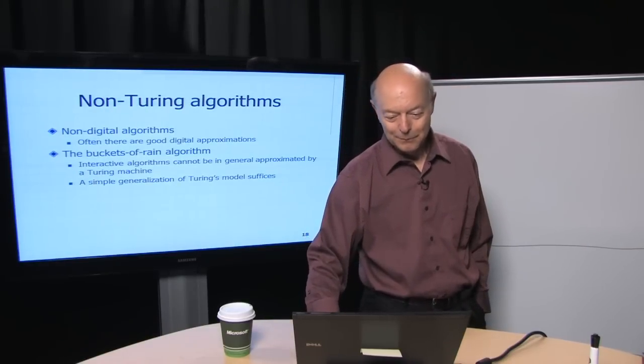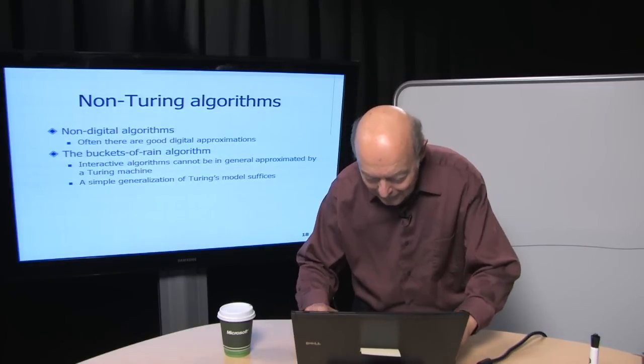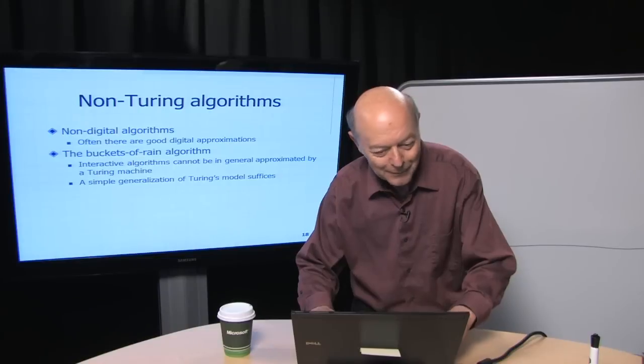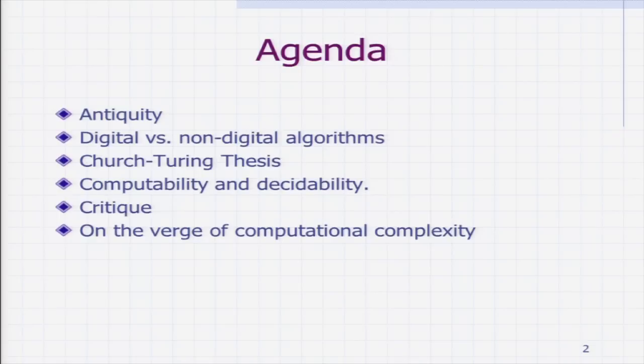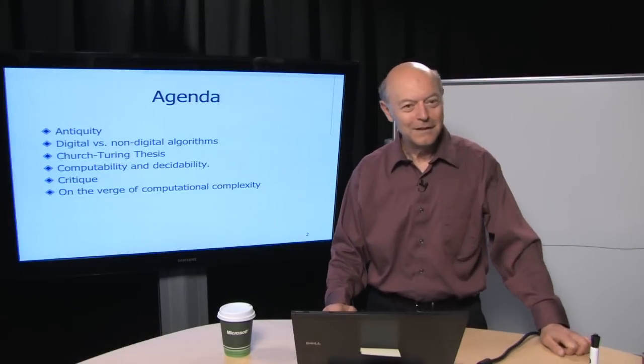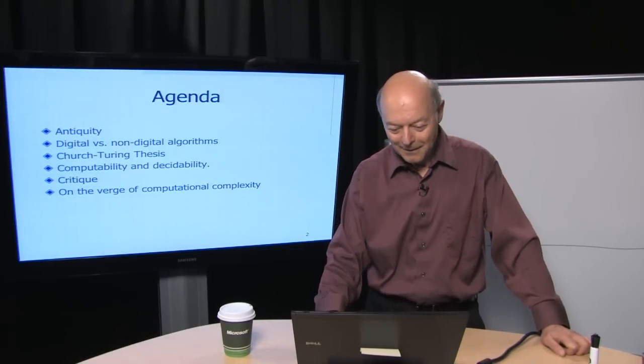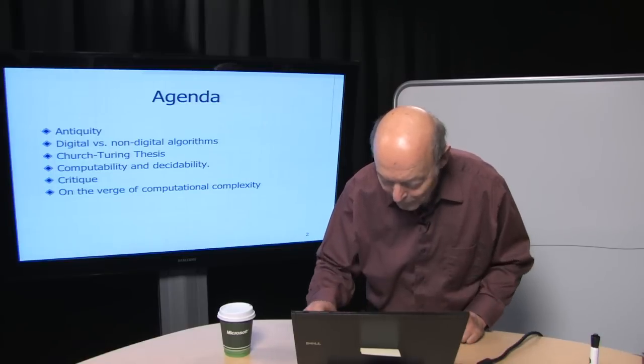Okay, so let me go back and summarize where we are. We had a glance at antiquity. We spoke about digital versus non-digital algorithms. Then we spent a lot of time on the Church-Turing thesis, and then computability and decidability. And now I want to devote a few slides to critique. You know, it's easier to critique a posteriori. So let me go to the place where we were.